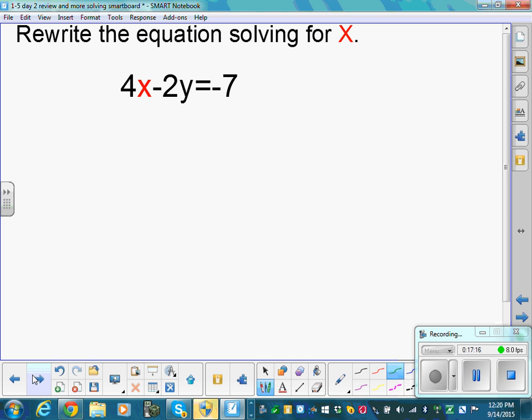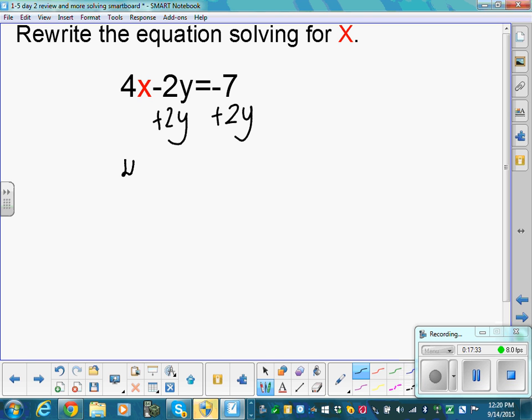4x minus 2y is equal to -7, so we're asked to solve for x. So I put x in red just so that we can keep our focus on x. Now let's do this in the correct order, piece by piece. So let's get x alone piece by piece. So I'm going to add 2y to both sides.